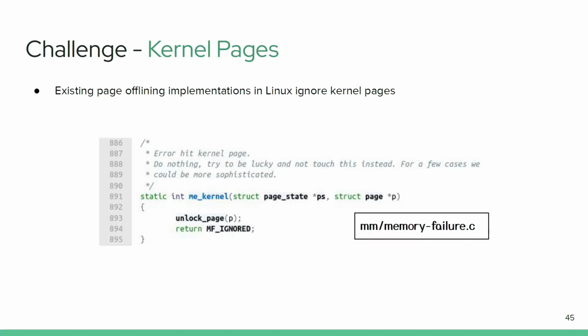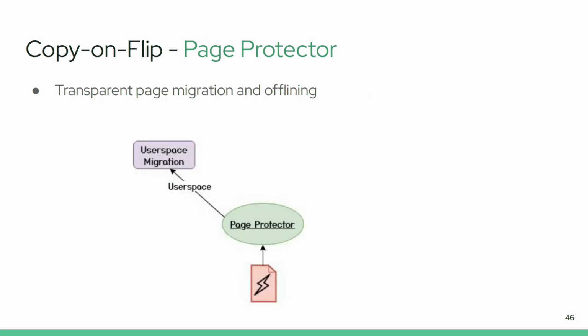So the challenge here is that even though Linux already has some mechanisms to offline pages that have suffered from multiple errors throughout time, whenever an error hits a kernel page, they just ignore it and hope for the best. They hope to be lucky and that nothing bad happens with that. So what I'm going to walk you through now is how we handle the migration for the different types of pages.